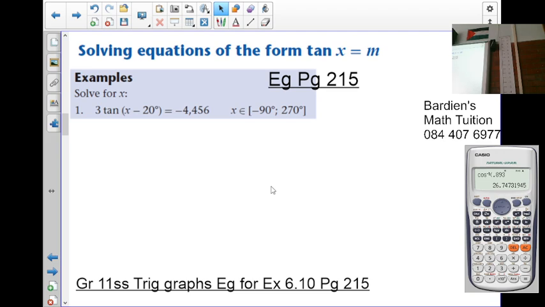So it says solve for x for 3 tan(x - 20°) = -4,456, where x is an element of [-90°, 270°]. People, what's the period on the tan graph? 180. Now, the period on the sine and cos is 360.